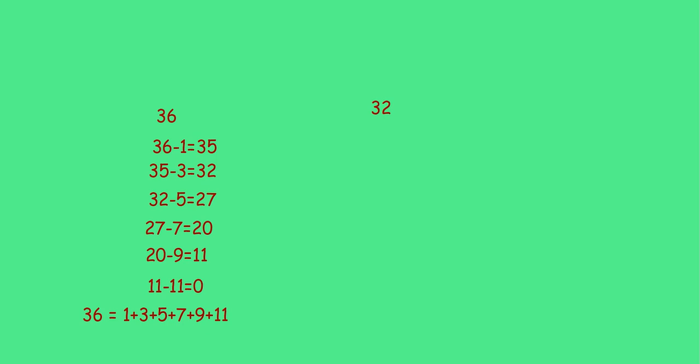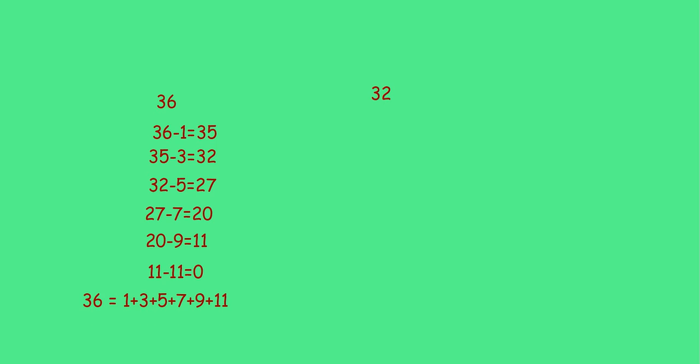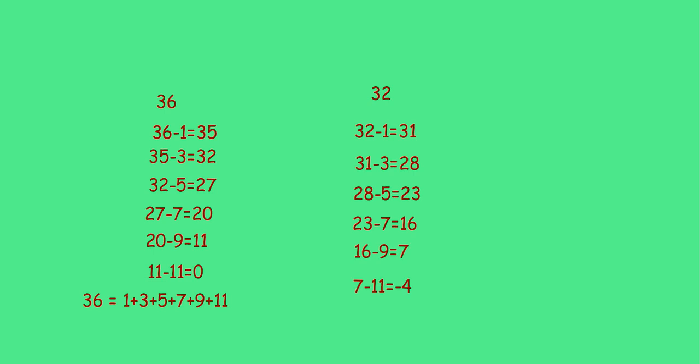Now what about the number 32? If we subtract odd numbers successively from 32, what will you get? 32 minus 1 is 31. 31 minus 3 is 28. 28 minus 5 is 23. 23 minus 7 is 16. 16 minus 9 is 7. And 7 minus the next odd number 11 gives negative 4. You won't get 0. That means 32 cannot be expressed as the sum of successive odd numbers, and you can see that 32 is not a perfect square.